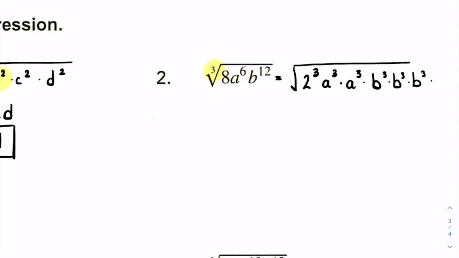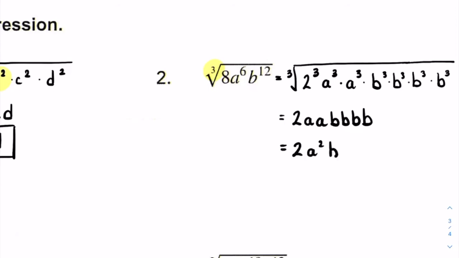Sorry, 4 groups of 3. Okay, so now when you simplify, you can take out the cube root. The cube root of 2 cubed would be 2. The cube root of a cubed is a, so a times a, and b times b times b times b. So your final answer is 2a squared times b to the 4th.